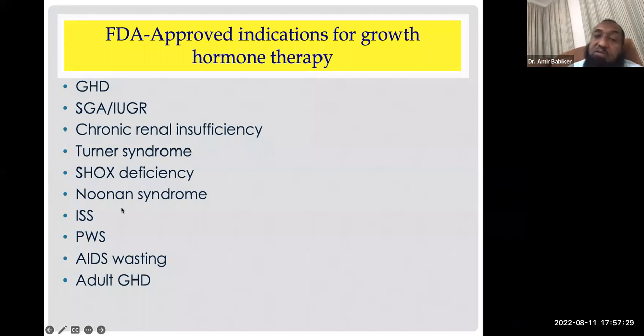Idiopathic if we don't find a real cause, but the patient is short. Prader-Willi syndrome is an indication in some countries. It's very useful, but mainly 30% are growth hormone deficient. But they all need it because it improves the body composition. Growth hormone reduces the fat component and increases the muscle and bone.